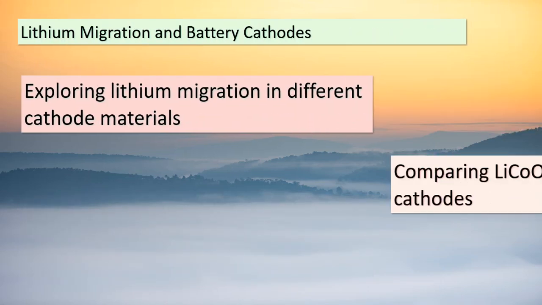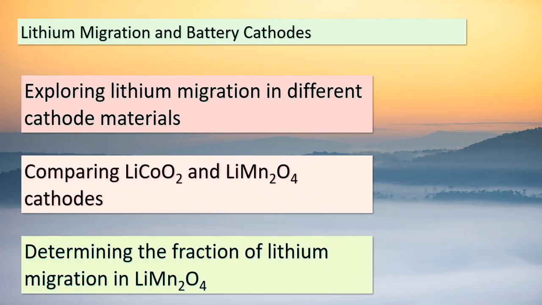Hello again, curious minds. We're about to dive deeper into the specifics of lithium migration within battery cathodes. Specifically, we'll examine two cathode materials, LiCoO2 and LiMn2O4. In one case, approximately 50% of lithium migrates from the cathode to the anode during charging. Now, the question arises, how much lithium would need to migrate out of a LiMn2O4 cathode to deliver the same amount of lithium to the graphite anode? Let's uncover the answer and gain insights into the fascinating world of battery chemistry.